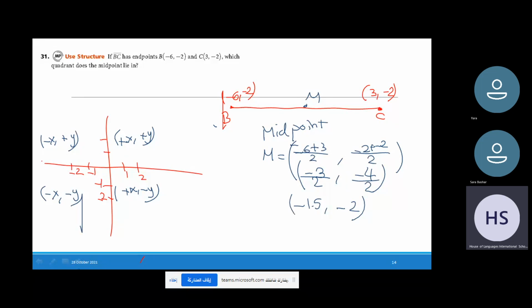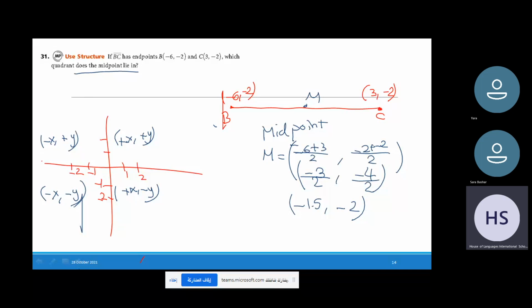Now look at the midpoint here. They asked me which quadrant the midpoint lies in. Negative 1.5, negative 2. Bravo. It will be in quadrant 3, because both of them are negative, so it lies in quadrant 3.